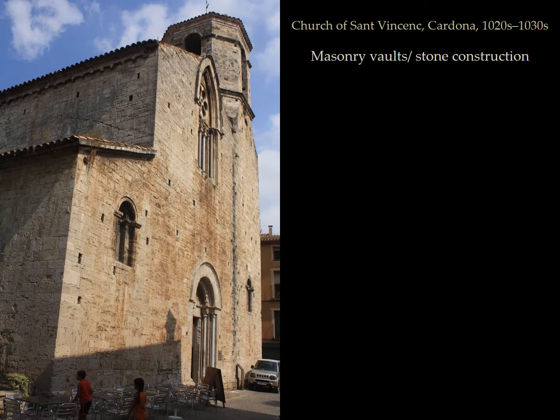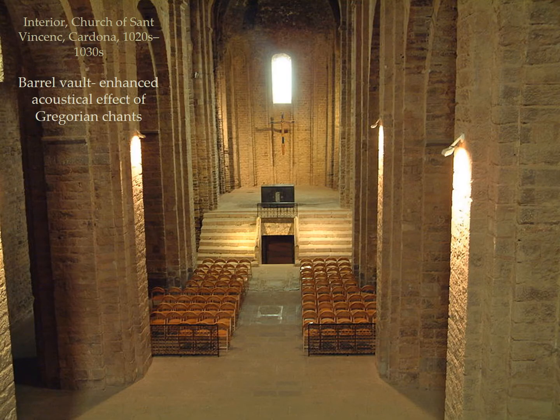Here, in an early example of Romanesque architecture, we have the Church of Saint Vincent. In this, we have masonry vaults and stone construction, and we can see in the structure the repeated shape that would come to define the Romanesque. Inside, we can see the barrel vault, which is continued throughout the nave and the side aisles, and of course continues the shape even in the windows. This is going to enhance the acoustics. The acoustical effect of these Gregorian chants are going to be designed specifically for these types of structures, reverberating the spiritual echo of the choir.